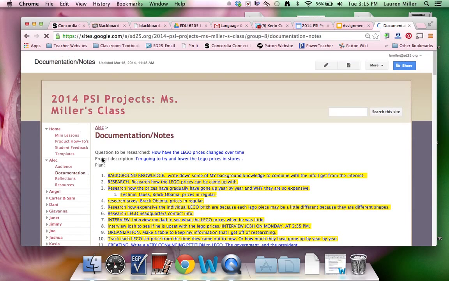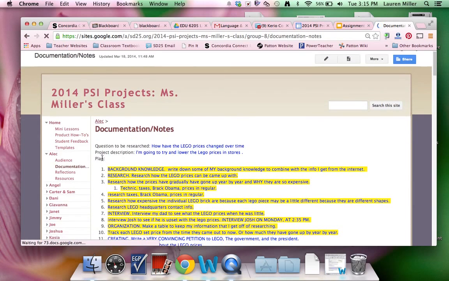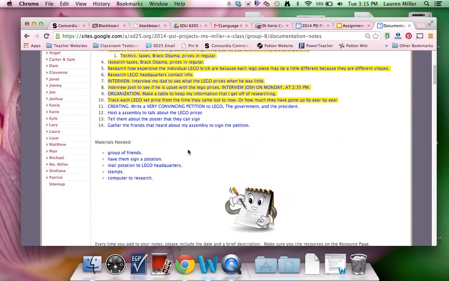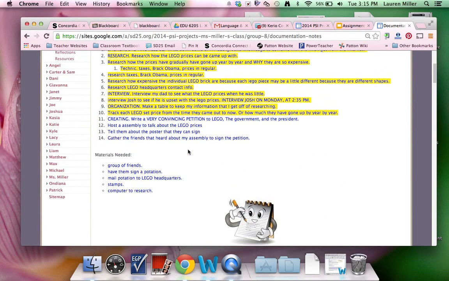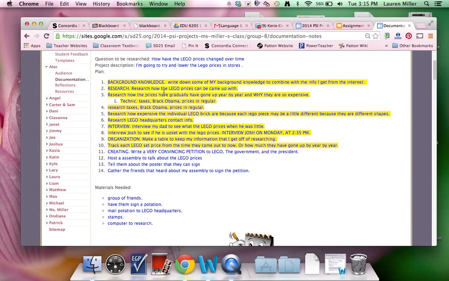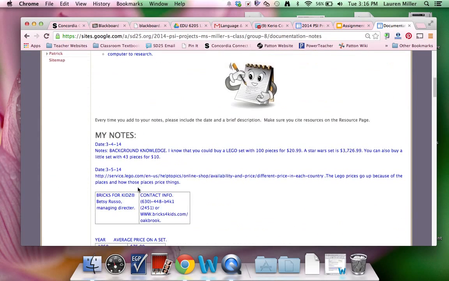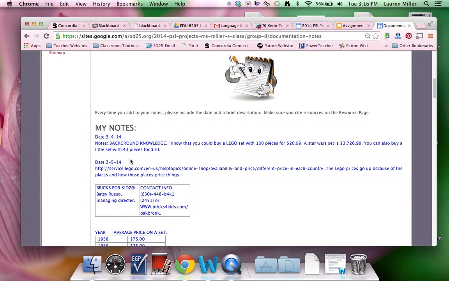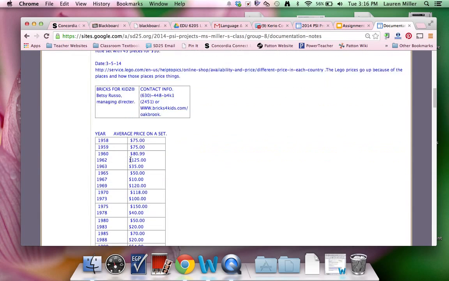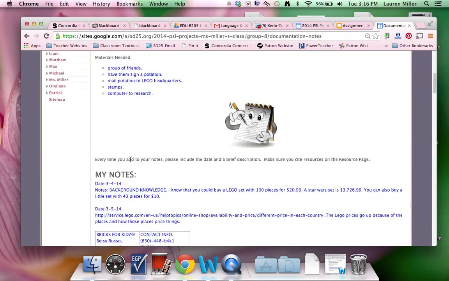This is where students begin their plan and start writing their notes. They start with getting a plan down, so pretty much they can use this as a checklist. And each day they take notes on what they've learned and how they've answered their questions.